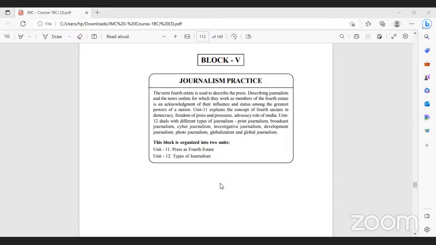Then in block two, we talked about communication and its role in society, where we talked about different kinds of media.